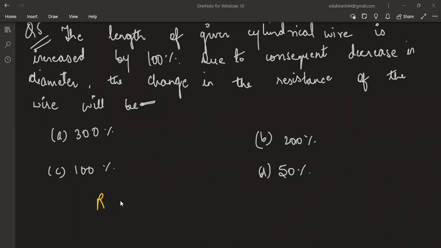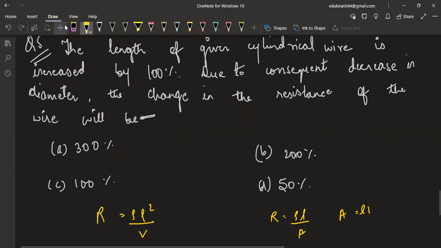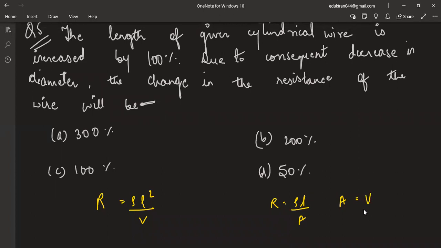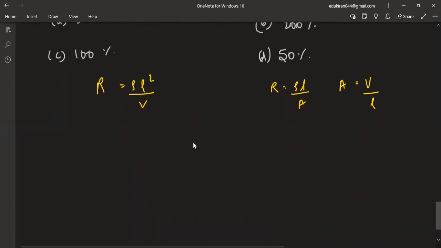See, the resistance is equal to rho L square by V, right? If we write area as volume by length, R is equal to rho L by A, we write, no. And area is volume by length. So this is how we can write. So the usual relation of resistance with length is directly proportional, but here R is directly proportional to L square.